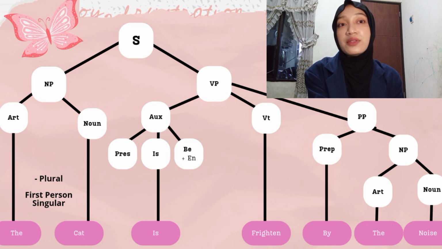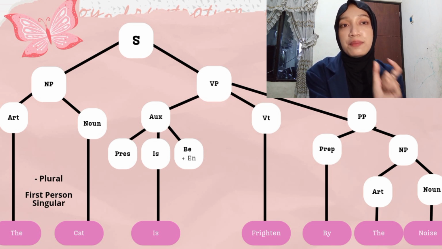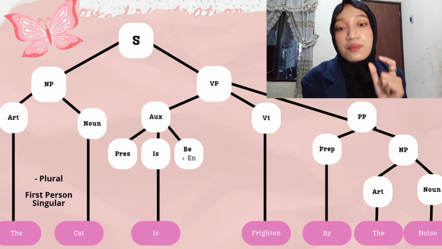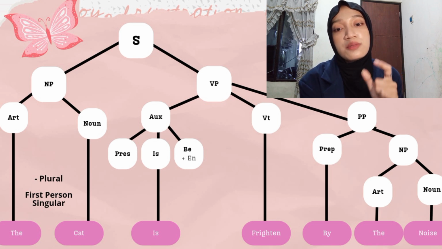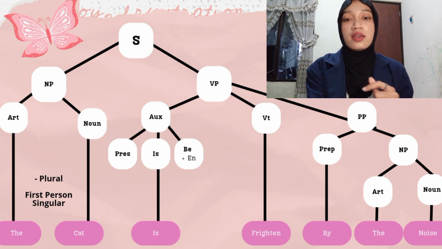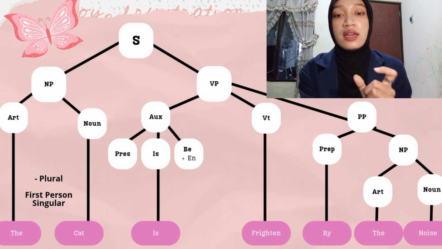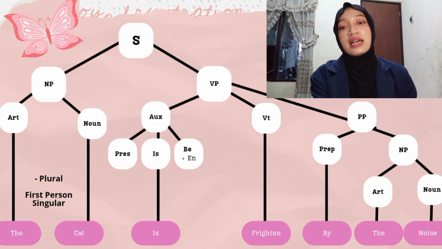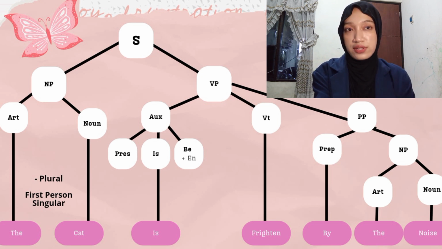The structure of the PP is PP or prepositional phrase using pre is by, NP or noun phrase has art, article, for the, and noun for the noise.